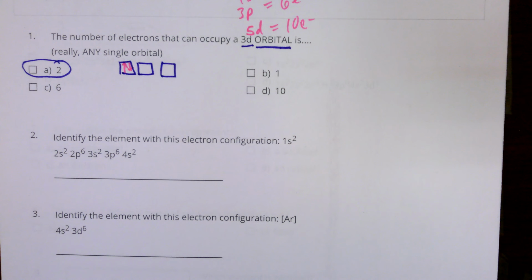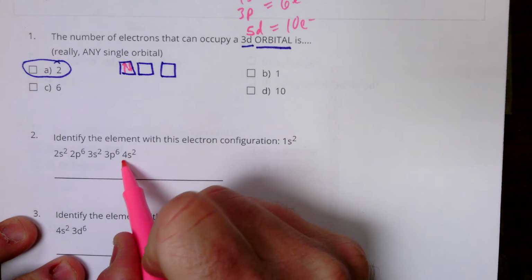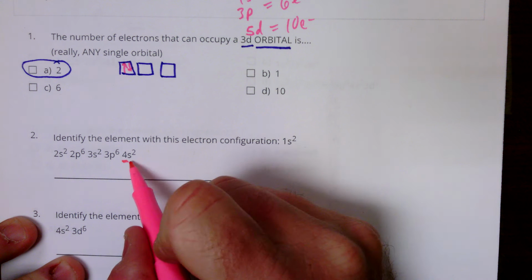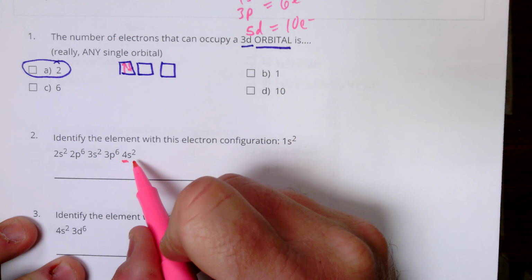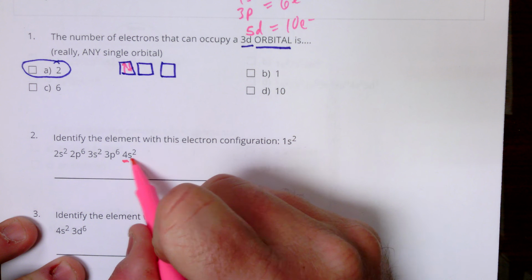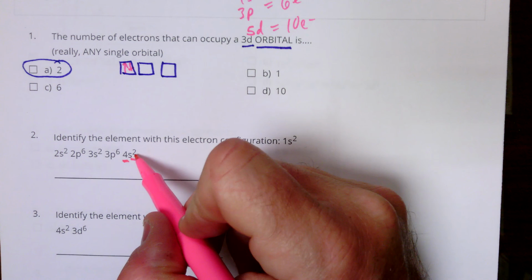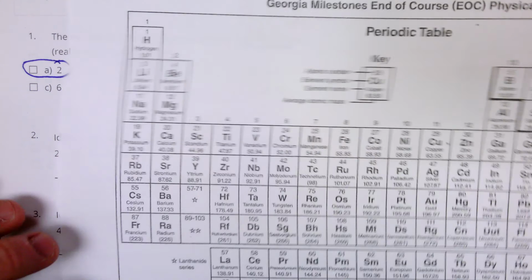So we have to identify now this configuration. Well, the easiest way to do this is to look at the highest energy level. First of all, this is 4, so it's going to be in the fourth period or fourth line of the periodic table. And we see that it's going to be in that s block, and it has 2 electrons in the s block.